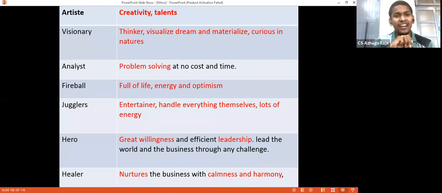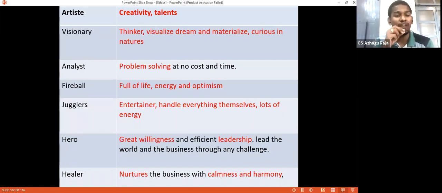And analysts, these kinds of things, a portfolio manager or investing advisor, right? These people try to help other people in solving the problem at no cost or at a time. So they are analysts. When you give the inputs of data, they analyze and give you the decision variable. And those kinds of entrepreneurs are called analyst entrepreneurs.